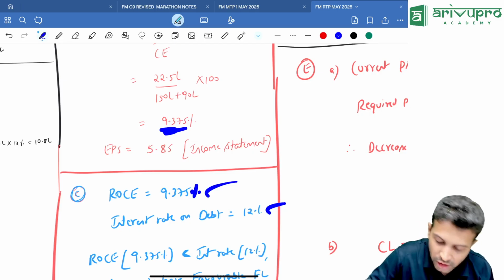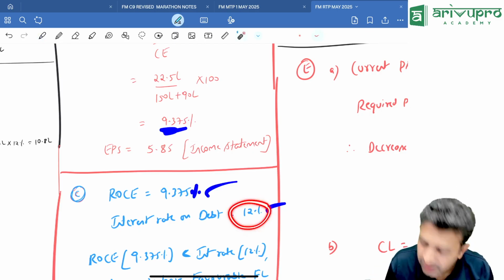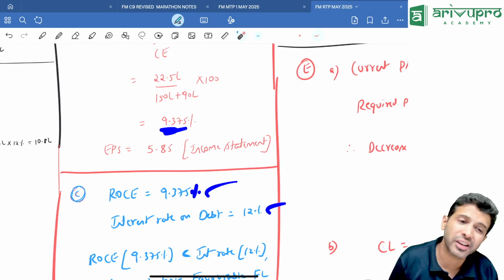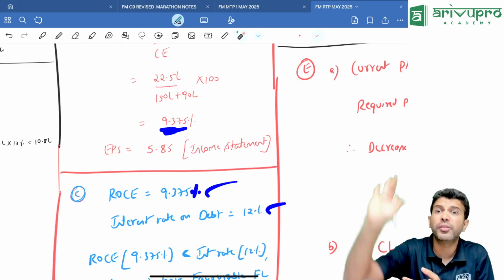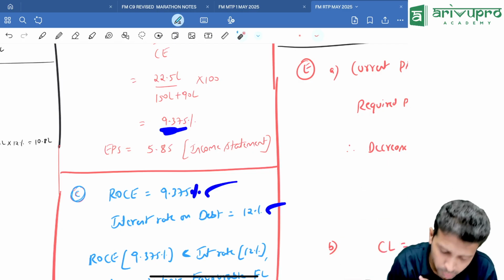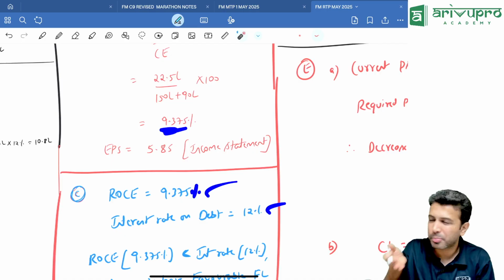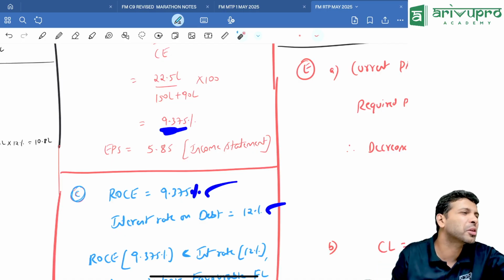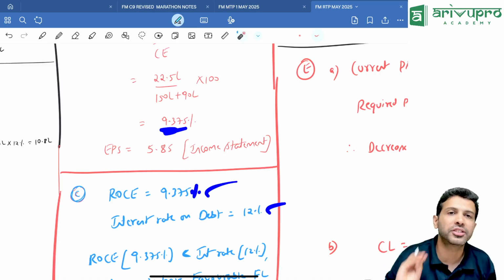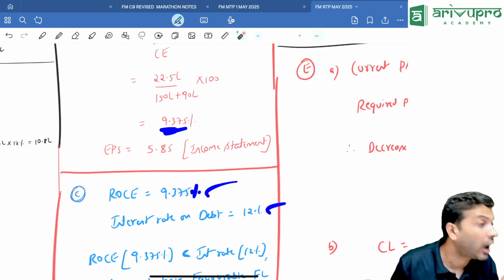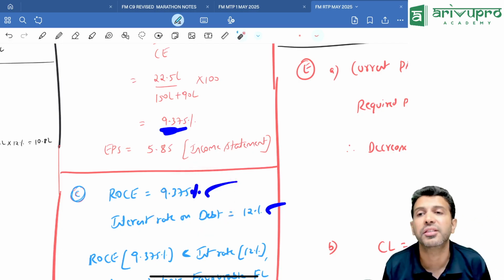Why? Sir, you are borrowing a debt and paying interest on that debt. How much cost? 12% cost you are incurring. But using the debt, you have done a project. That project is giving you a ROCE as a return of only 9.375%. That means taking the debt was a good decision here or bad? Sir, if it's a good decision, we say it's a favorable financial leverage. Bad decision means unfavorable. Tell me here, favorable or unfavorable?